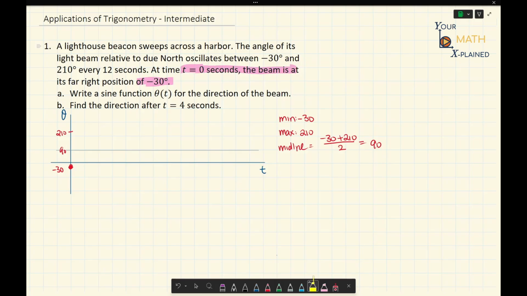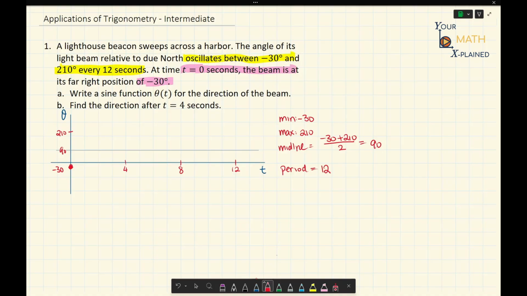So now, the fact that this light beam oscillates between negative 30 and 210 every 12 seconds tells us that a full cycle is going to be 12 seconds. So meaning our period here is going to be equal to 12. So let's go ahead and mark that down. So that would be 4, 8, and 12.